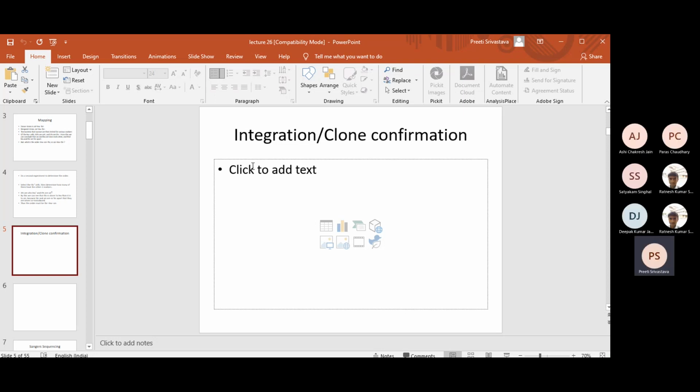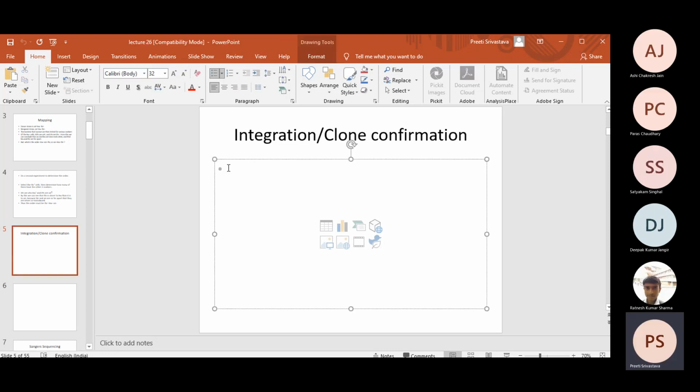By conjugation, you have already seen that we can get integrations using HFR strains, right? And by transduction also you can get integrations. So once you have generated the integrants, or once you have constructed the recombinant strains, the next step is how do we confirm that yes, the recombinant strain that you have constructed is correct.